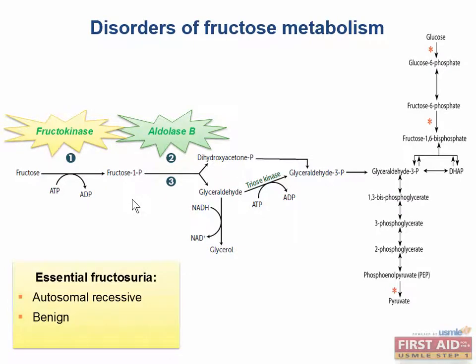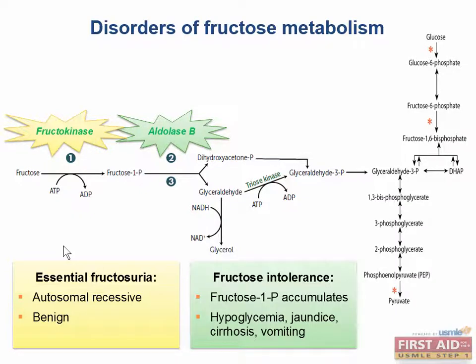Essential fructosuria is an autosomal recessive defect in fructokinase enzyme. If you're missing fructokinase, what happens? Well, fructokinase is the enzyme that phosphorylates our fructose after it enters the cell, and it's this phosphorylation that prevents that fructose from crossing the cell membrane and leaving that cell. Therefore, without this enzyme, there's nothing that keeps the fructose trapped within the cell, so it can wash out into the urine. Therefore, this is going to be benign and asymptomatic.